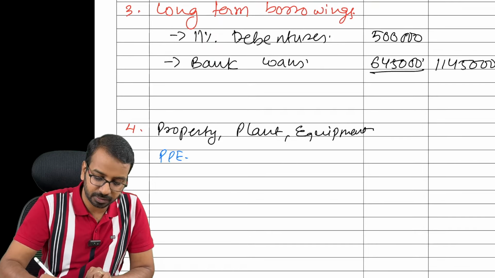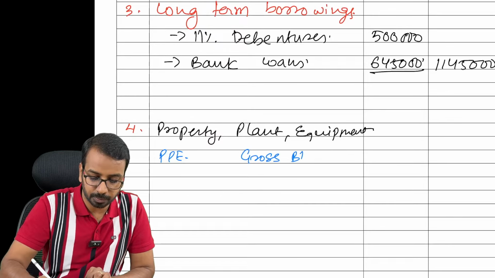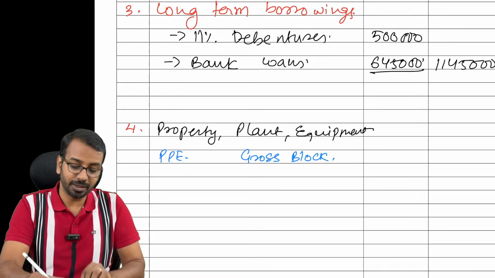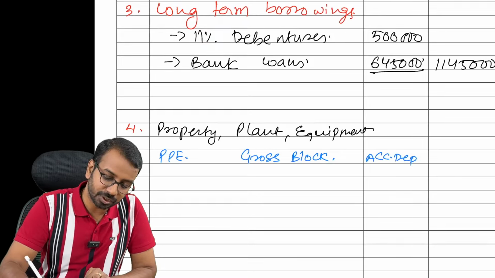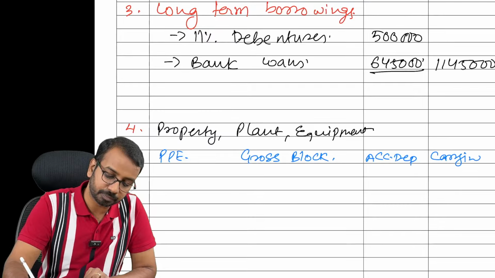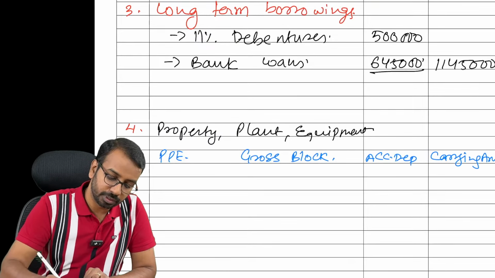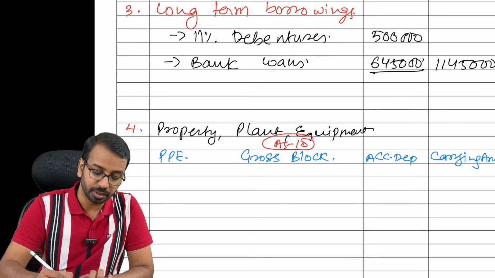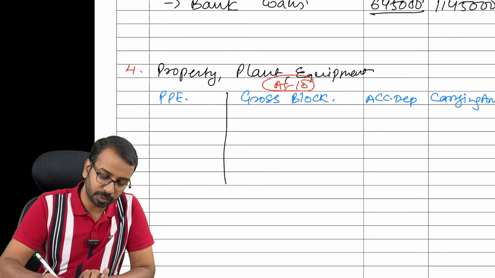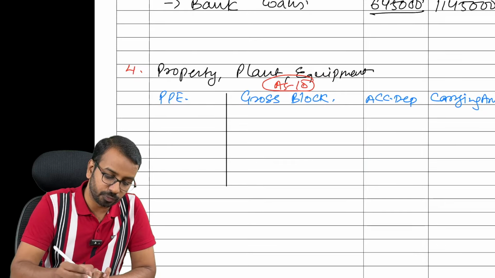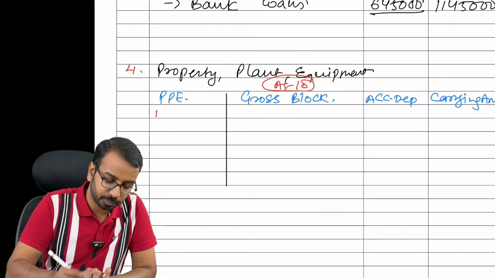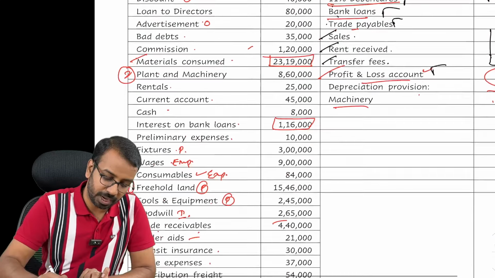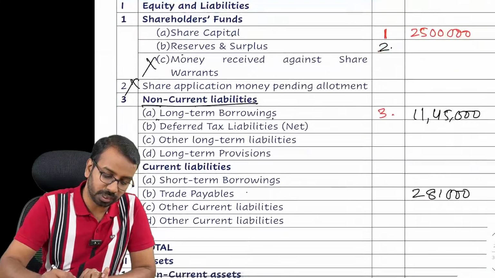So what we'll do is property, plant and equipment. What is the gross block? Gross block is basically the cost or the total amount that is shown on the debit side. Accumulated depreciation and carrying amount. In accounting standard 10, we understand the meaning of cost or the meaning of revalued amount. That is shown under gross block. What are the items of PPE? There are 5 items: furniture, plant and machinery, fixture, freehold land, tools and equipment.